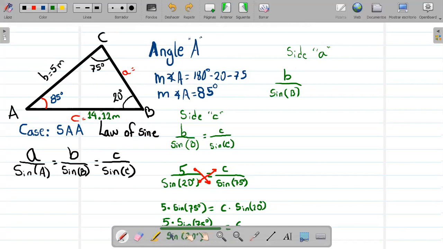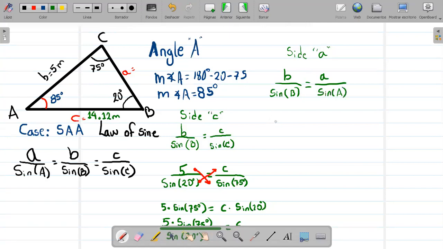The reason is this is a rounded value. Okay, the answer there is 14.12 and many more decimals. So I want you to always use the information the problem gives you. It's going to be A over sine of A.